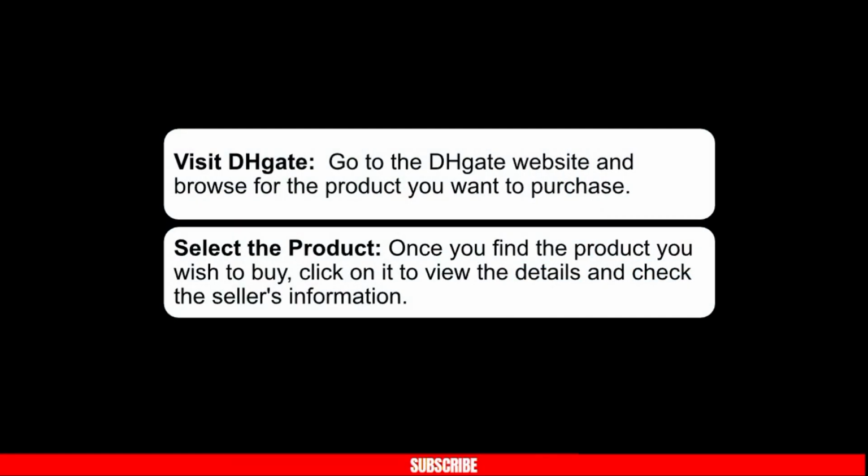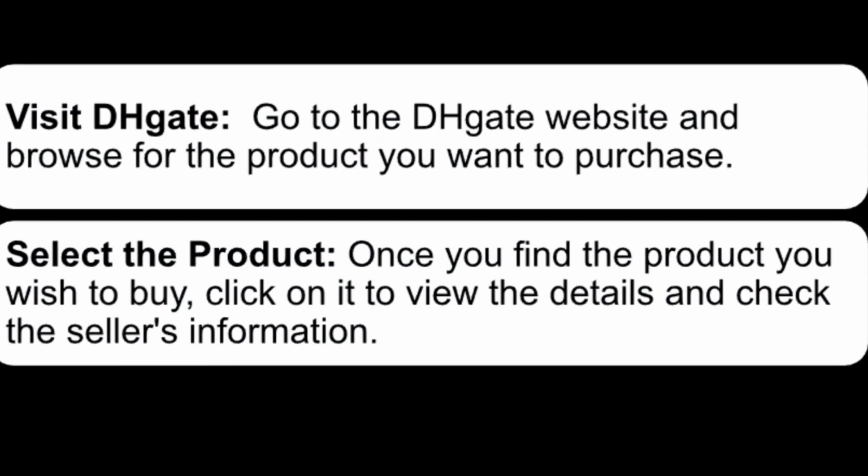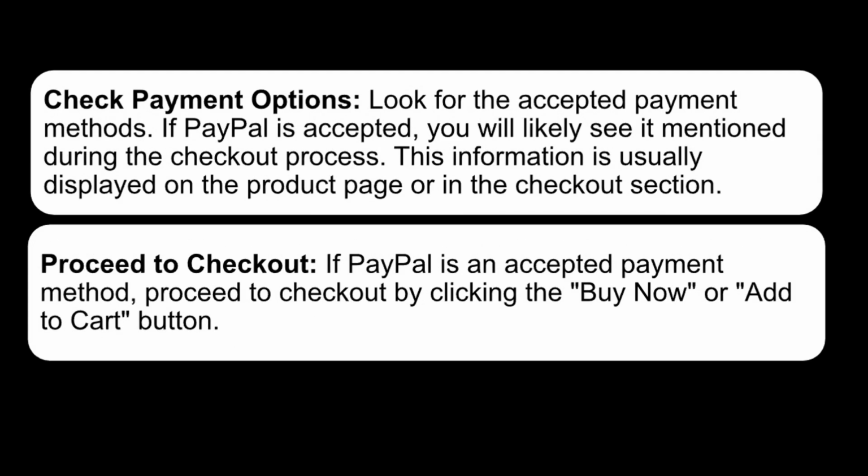So let's get started. First, you have to visit DHgate. Go to the DHgate website and browse for the product you want to purchase. In step number 2, select the product. Once you find the product you wish to buy, click on it to view the details and check the seller's information. Step number 3, check payment option.